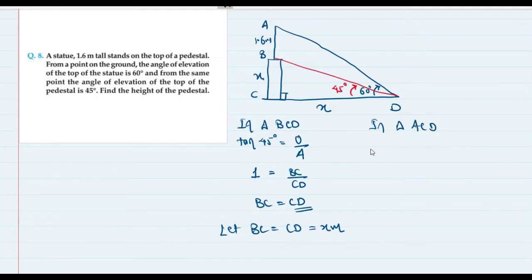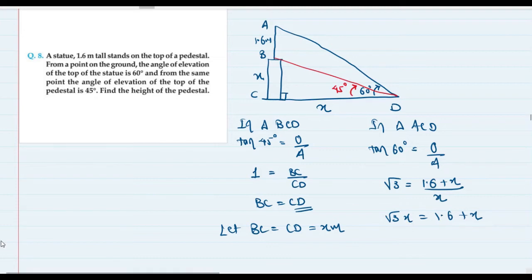In triangle ACD, tan of 60 is equal to opposite upon adjacent. Tan 60 is root 3. Opposite is AC, which is 1.6 plus X, and adjacent is CD, which is X. Shift X to the other side. Root 3 times X is equal to 1.6 plus X. Let's solve this.